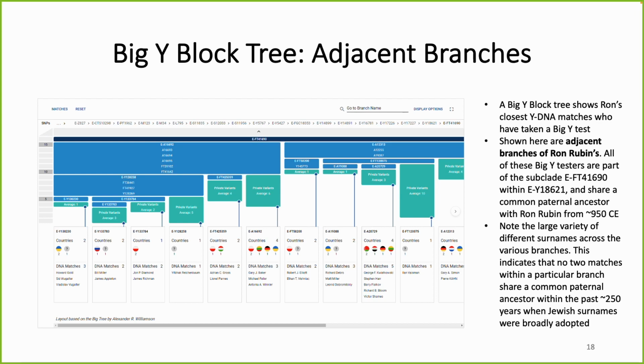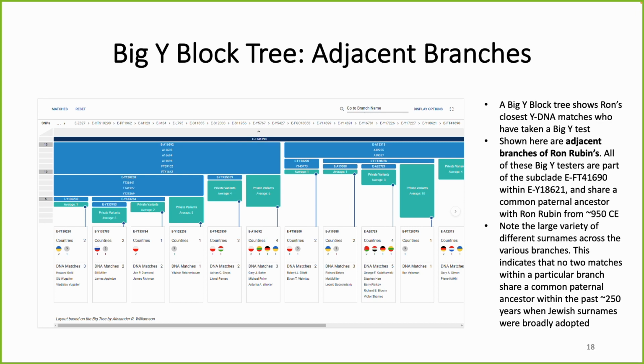And so what I mentioned is this subclade, this subgroup that Ron Rubin is a part of, there is so much differentiation in different lines that have formed. Again, it was very successful in the Ashkenazi Jewish population, so many different branches formed over the last 1200 years. So what you see here are all of these adjacent lines to Ron Rubin that share a common ancestor with Ron, going back to about 950 CE.